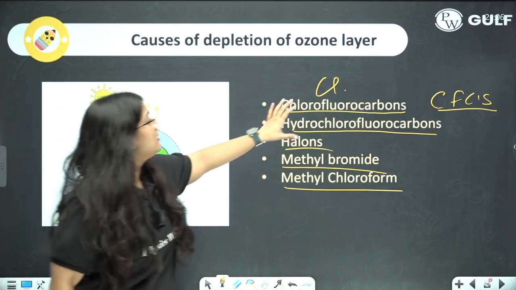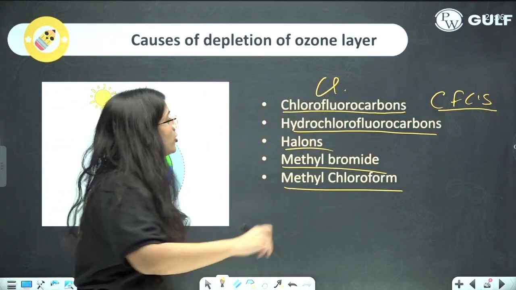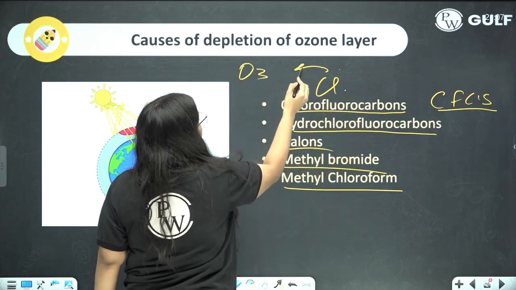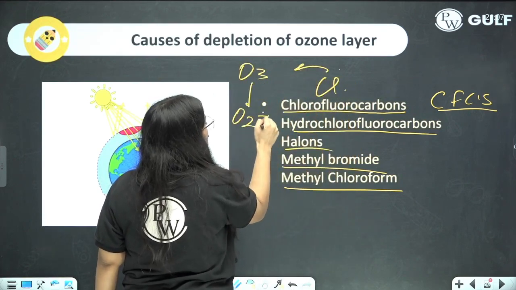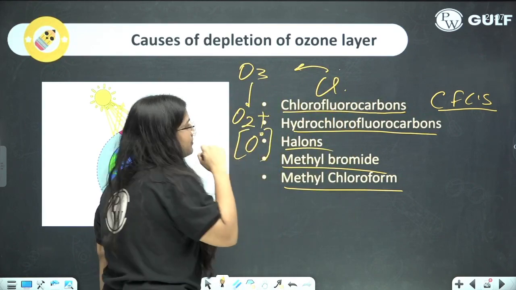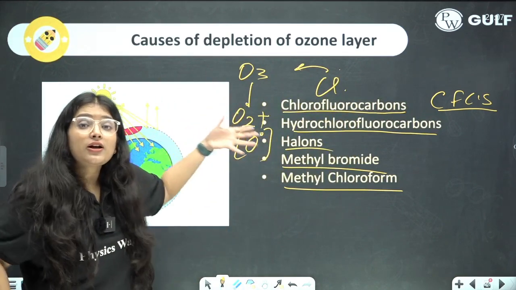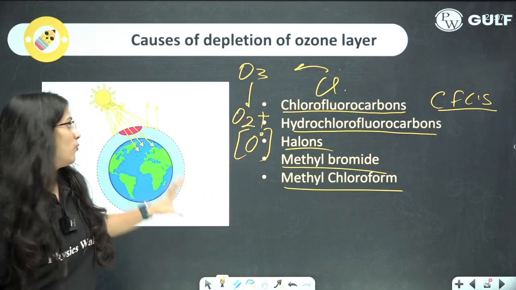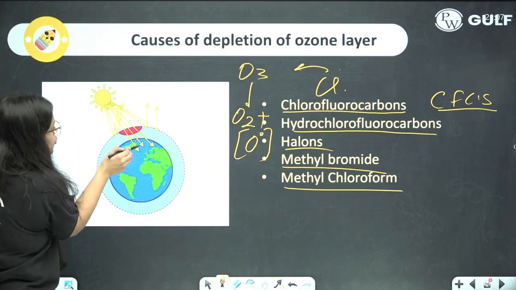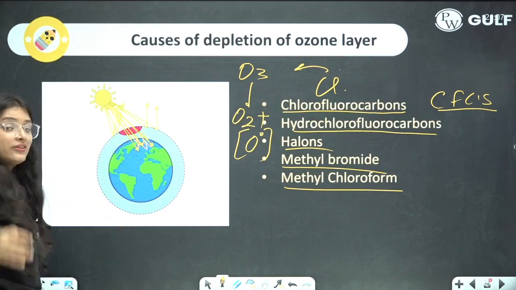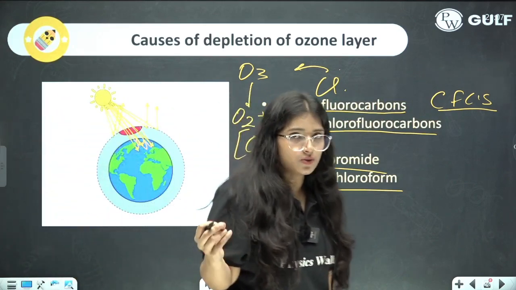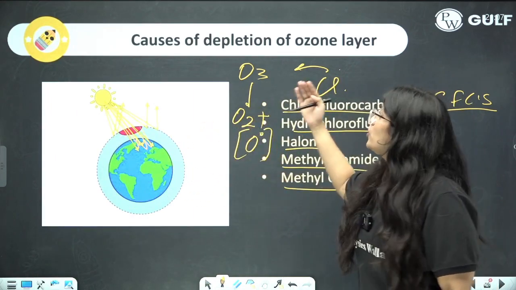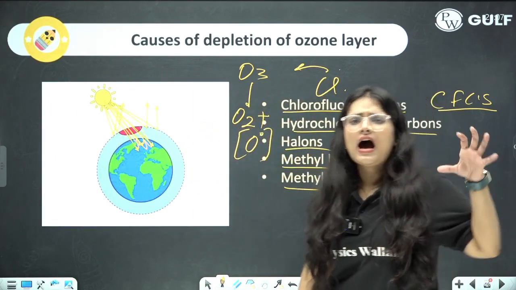Let's see. That is chlorine. The chlorine breaks the ozone into oxygen and a radical of oxygen. So because of this, the ozone layer is depleting, and we can see holes in the ozone layer. Now, whenever there is a hole, of course, the UV rays will enter, and they can cause a lot of disorders to us.